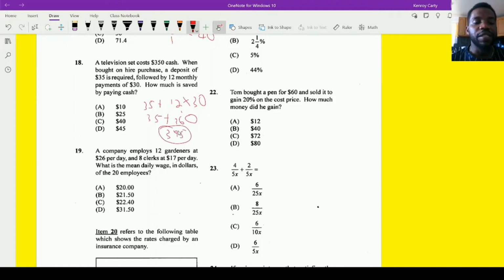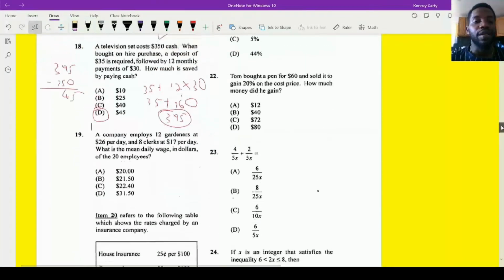Now, this is way more expensive on hire purchase than just paying cash. Because when we subtract them, 395, we take away 350, we end up with 45. So you save $45 if you were to just pay it by cash, which is a good saving because this now depends on the currency.